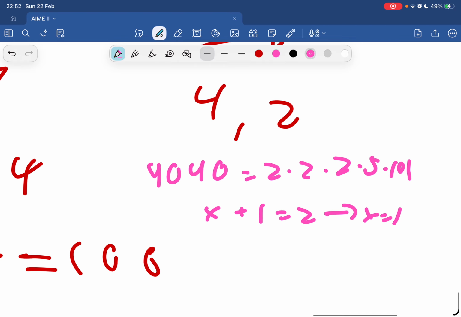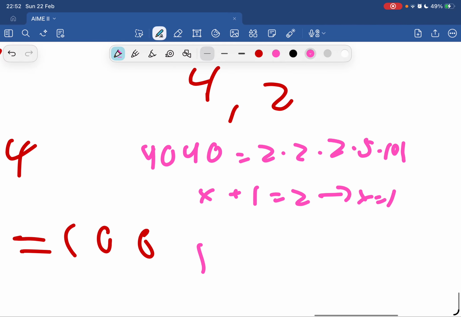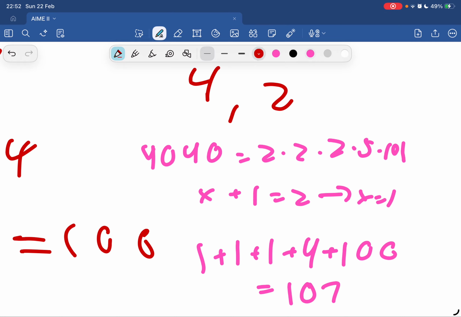If x equals 1, we get three 1-element blocks, one 4-element block, and one 100-element block. So 1 plus 1 plus 1 plus 4 plus 100. So the final answer is 107. And that's the minimum value that it could get.